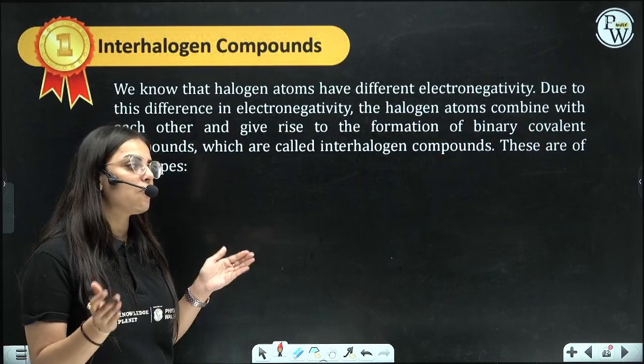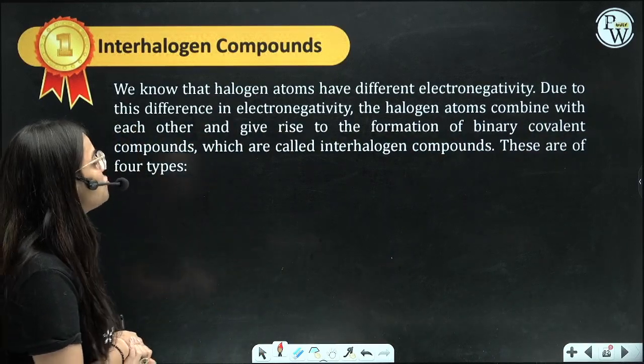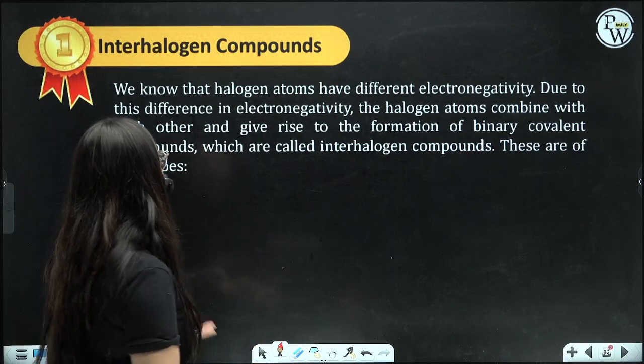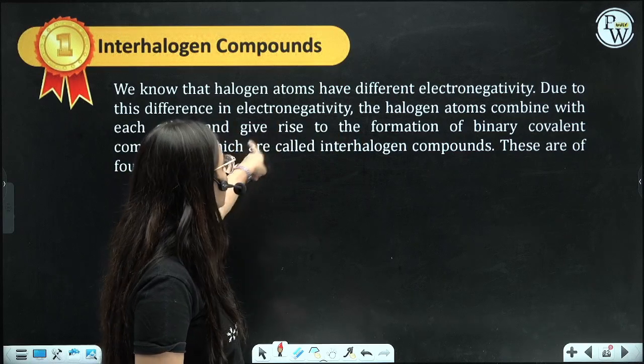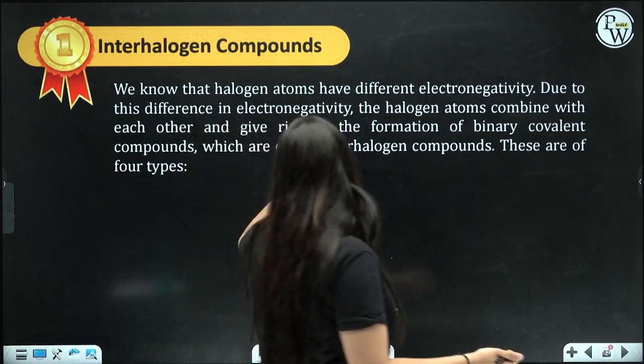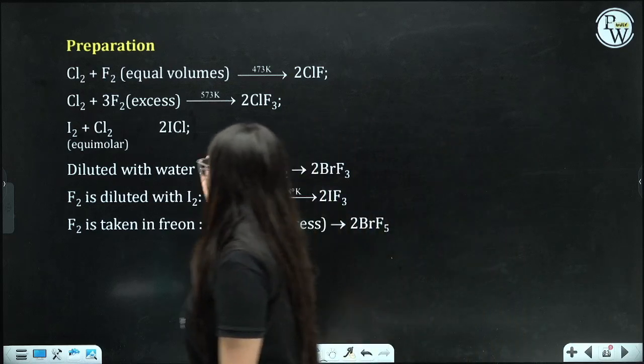Interhalogen compounds form when one halogen combines with another halogen atom. We know that halogen atoms have different electronegativities, right? Due to this difference in electronegativities, the halogen atoms combine with each other and give rise to binary covalent compounds, which are referred to as interhalogen compounds. Yes, so there are some examples.